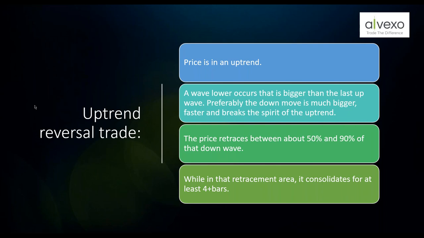So in other words, price was moving in a nice uptrend. Then we get this wave that's all the way lower than that. Now, if you were in a buy and didn't get out, okay, that's one thing. But if you're looking to open a position, we're hoping that this new low, even if price starts to move back up a little bit, broke the back of this trend. Then price retraces between 50 to 90% of that downtrend. So price retraces, say, 50% of this movement here. While in that retracement, it consolidates for at least four bars.